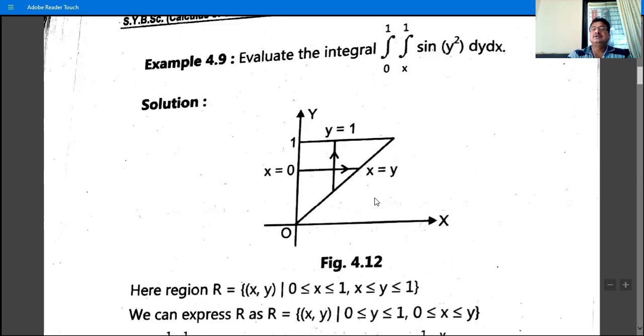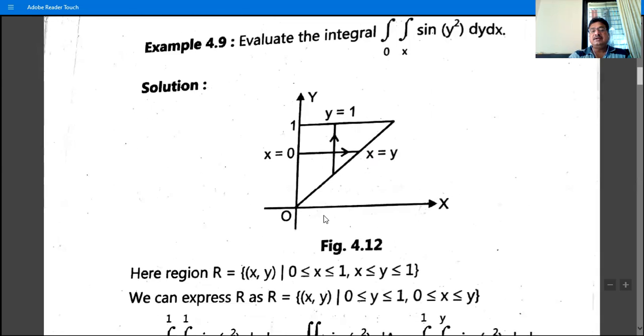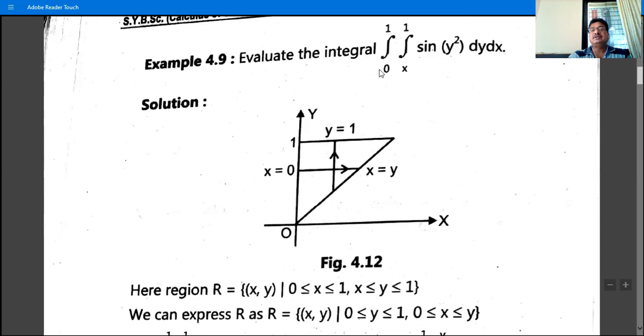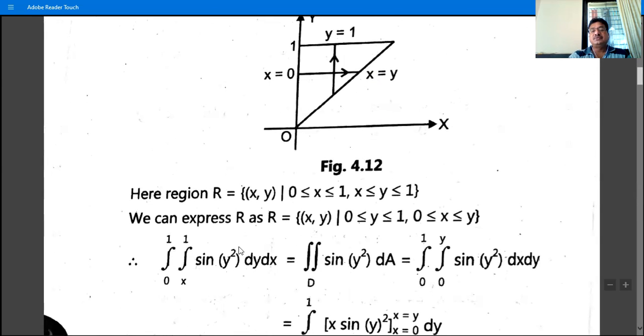And then the area bounded by y equal to 1, y equal to x, and x is equal to 0, which means the y axis, and y equal to 1. So this is the area bounded by these, x is equal to 0 meaning this y axis. And now we have to integrate over this region. So we have to change the order of integration here.